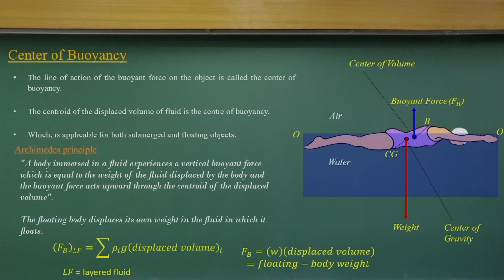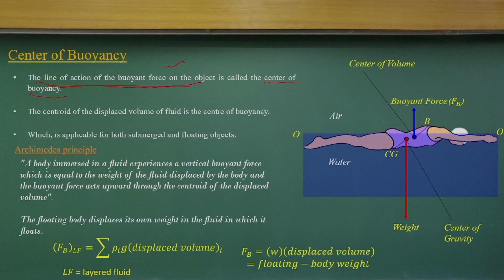Now, another point to look at is the center of buoyancy. That means the line of action of the buoyant force, like we computed for the other force components. So, the line of action of the buoyant force is the center of buoyancy. That means the point at which the buoyancy force acts, which is necessary to counter the gravity weight of the floating object.